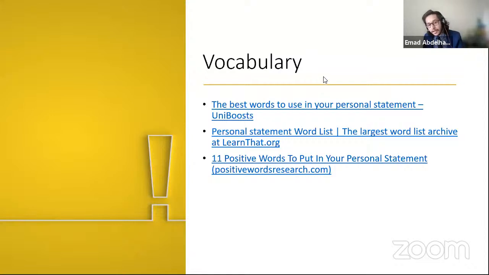Because I know that some of you are going to love this, I put here links to lists of vocabulary that you could use to write your personal statement. That is for either a job personal statement, or a CV personal statement, or a university personal statement. For the three types, you will find loads of very good, catchy words that you could use in your personal statements here in those links.